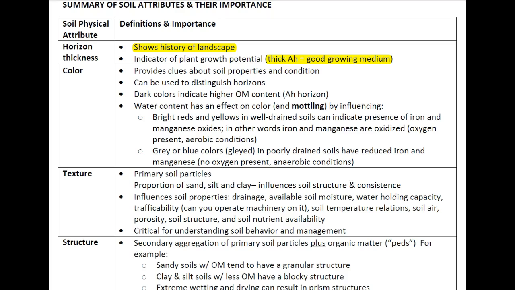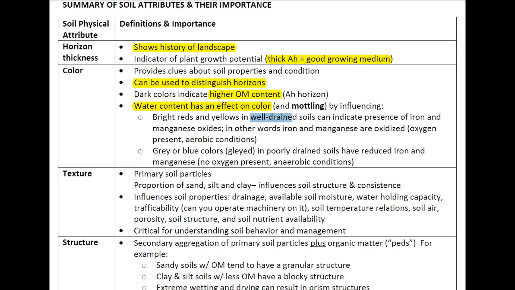Color provides clues about soil properties and condition. It's often used to distinguish soil horizons in the field. Dark colors are a good indicator of higher organic matter content, such as that nice AH horizon. Water content has an effect on color.